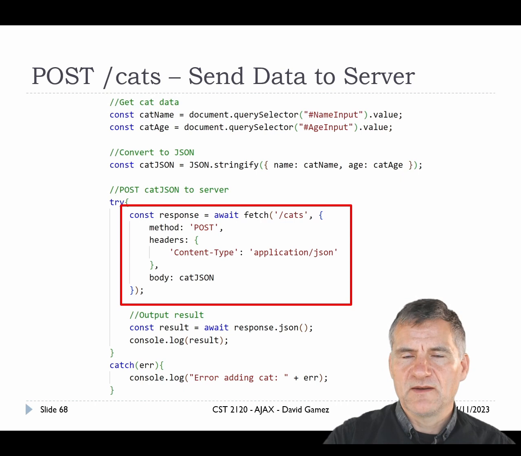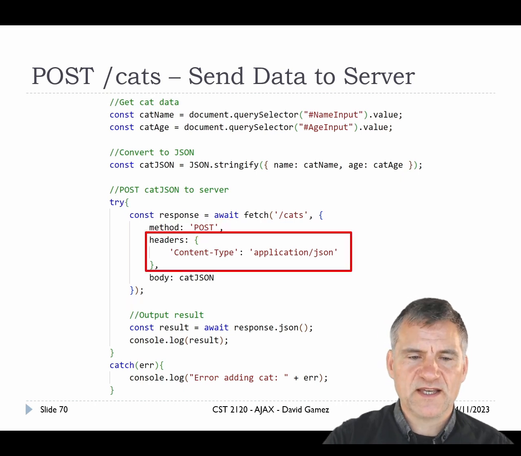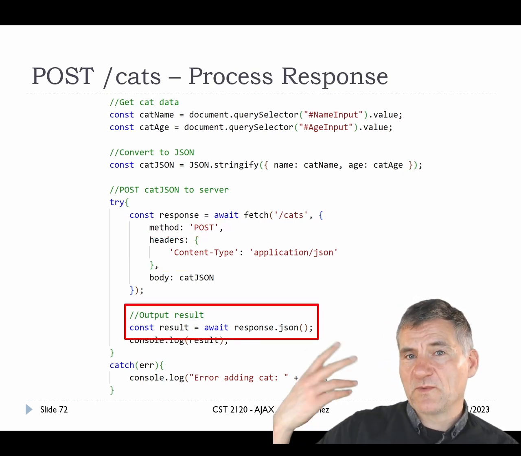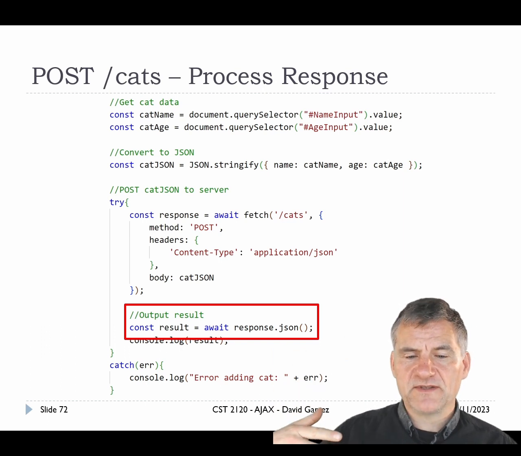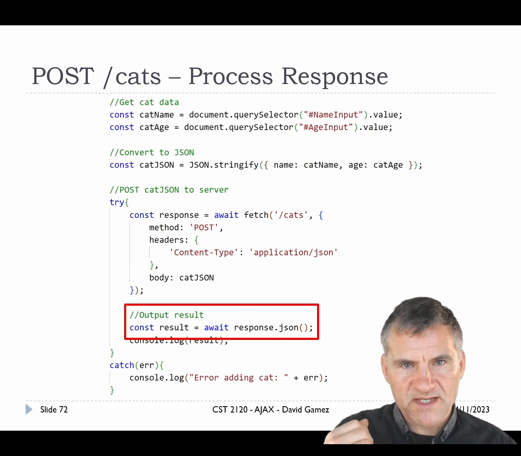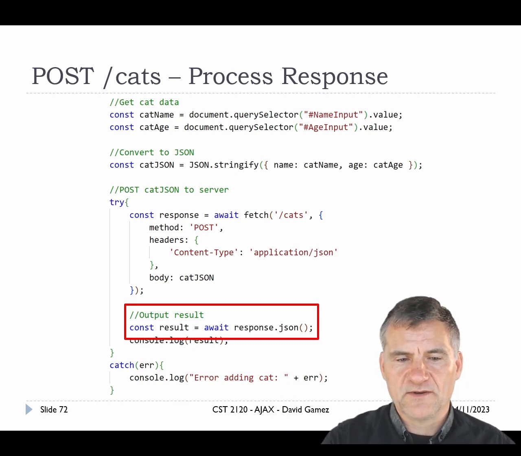First we set the various things inside the message, and then we use await to send that to the server and get back a response. And just as in the case of get, we then need to extract the response from the server, and then we can log it out or do what we want with it.